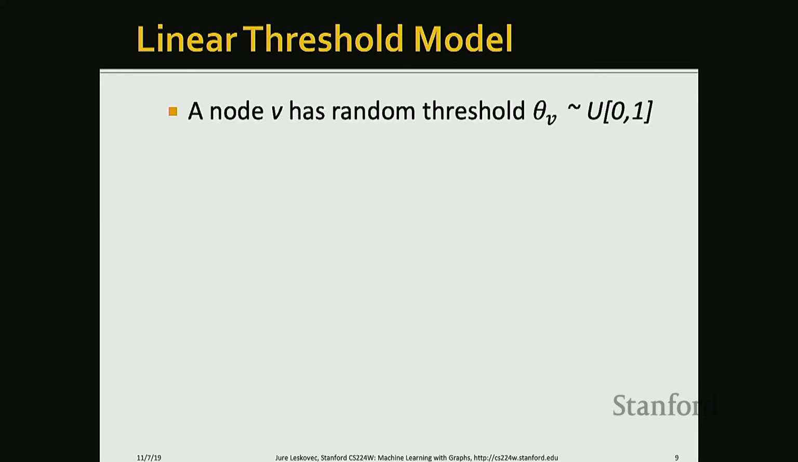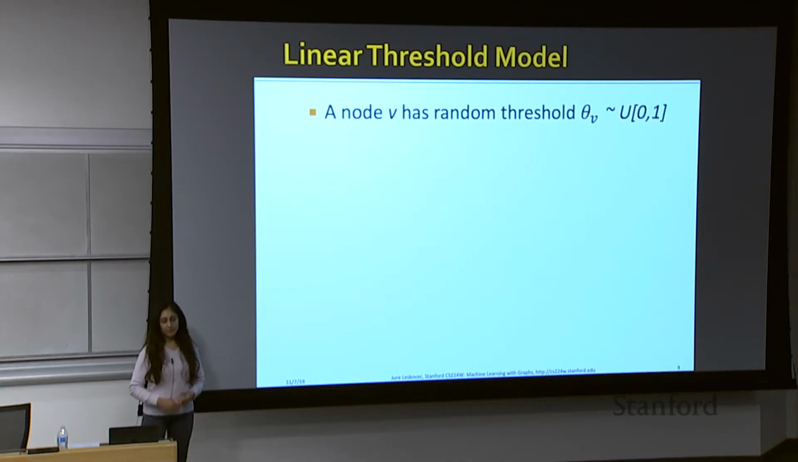Here, every node has a threshold, for example, uniformly at random between 0 and 1. What does this mean? It means that I need my friends to influence me more than this threshold so that I'm convinced to adopt the behavior.